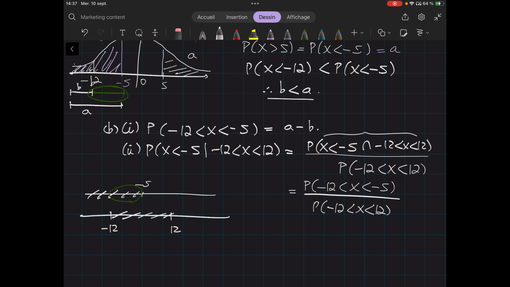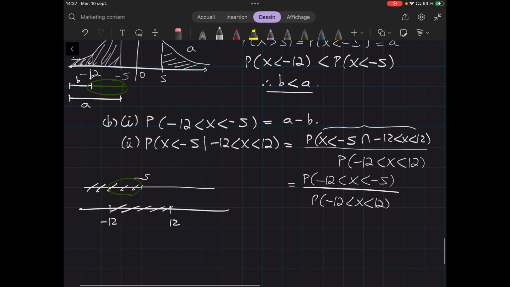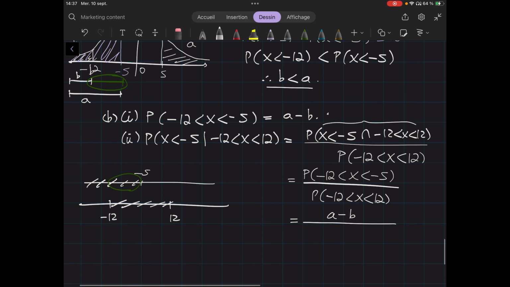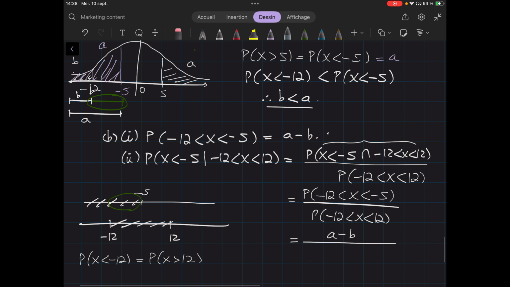Usually if a question asks you to calculate a quantity in the previous question part, most likely you are going to use it somewhere in the question. This probability is a minus b as seen above. Now, p of negative 12 less than x less than 12. We'll use the same principle here. The probability of x less than negative 12 is equal to the probability of x greater than 12 by symmetry.